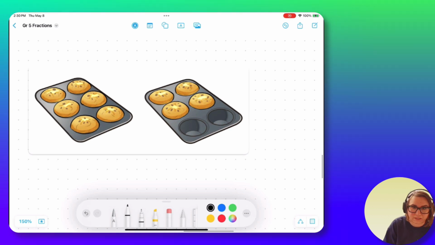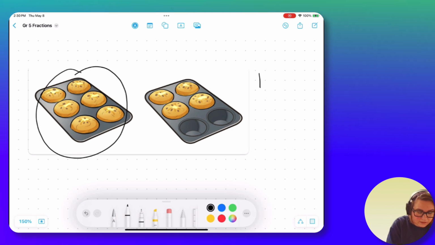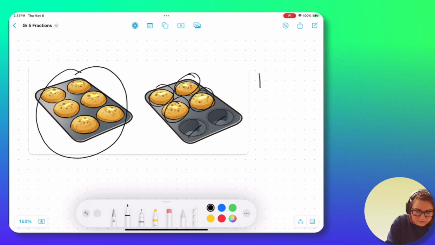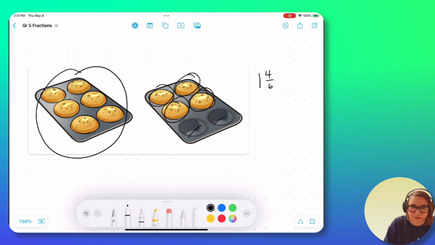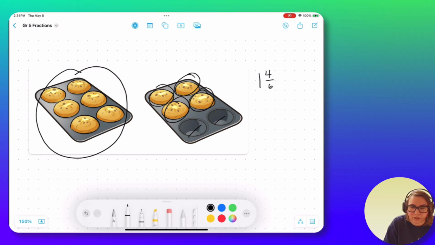Well, we can represent it when we think about the number of wholes. There's 1 whole tin of muffins, and then the rest is 4 out of 6 possible muffins left over. So when we think about mixed numbers, we're thinking about the number of wholes there are. There's 1 whole and then 4/6 of whatever is left.